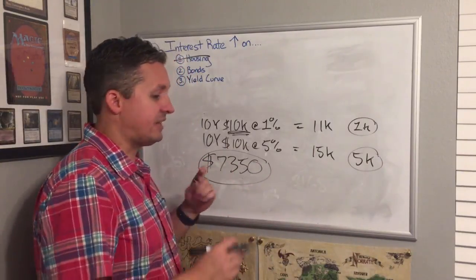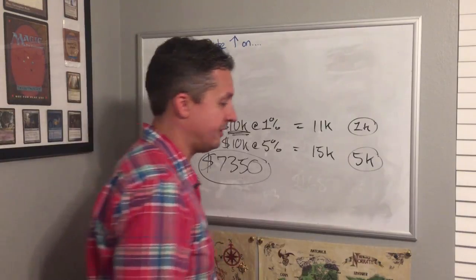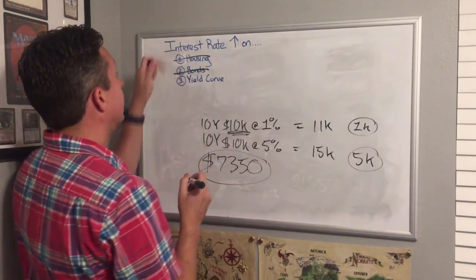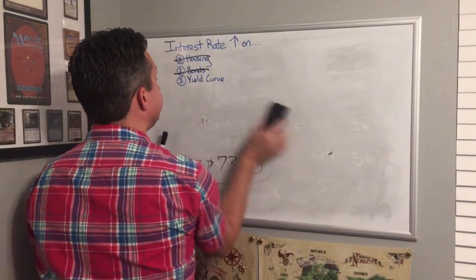And so that's the reality. That's how bonds basically break. Your principal investment becomes not worth very much. So there we go. That's how interest rates going up affects bonds. Now let's go to the last one.